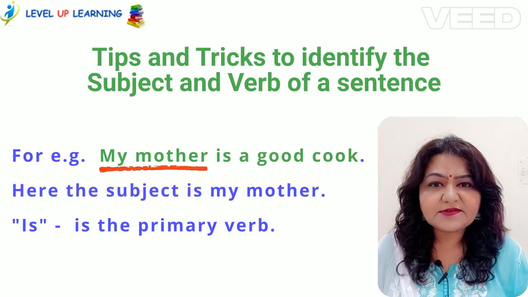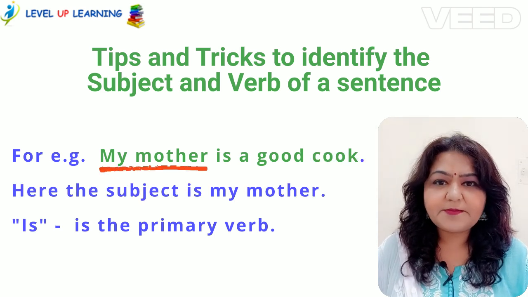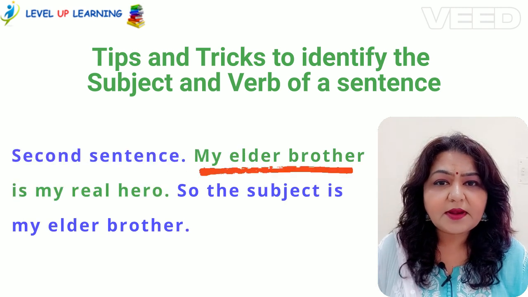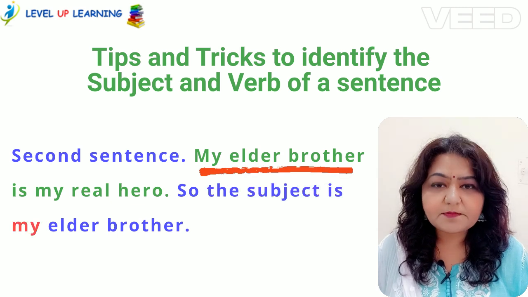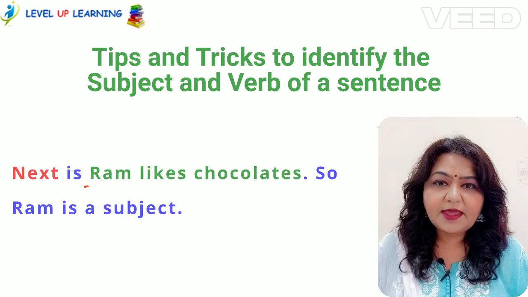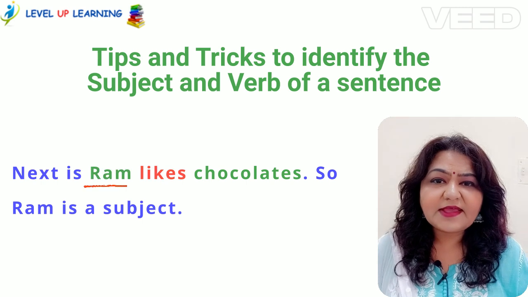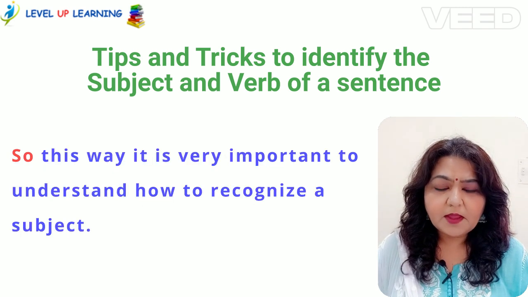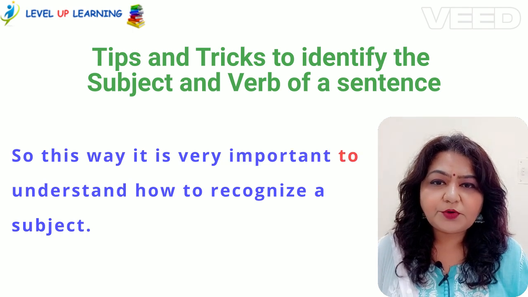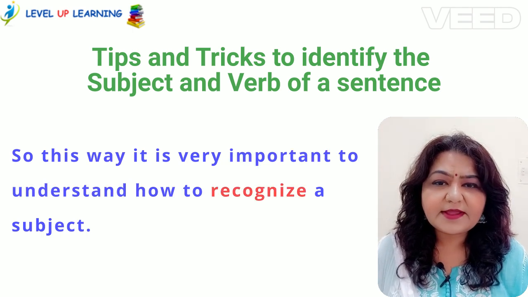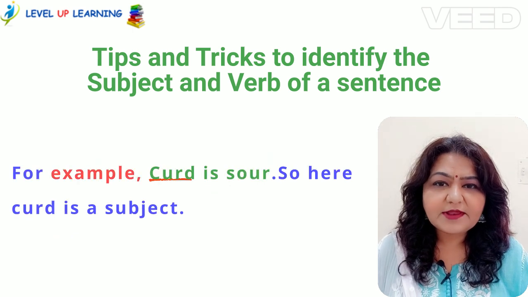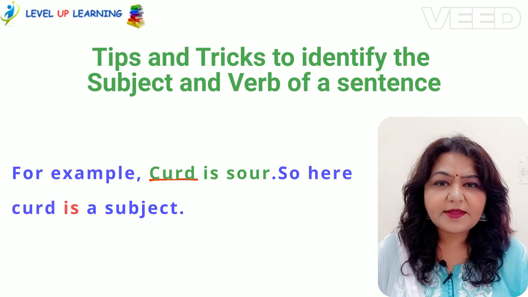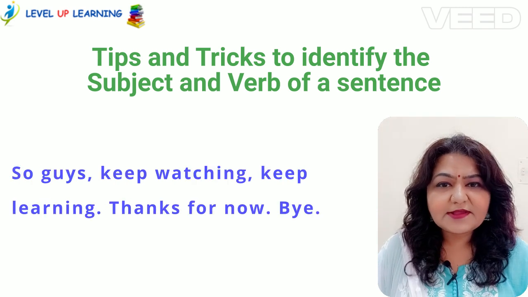Here the subject is my mother, is the primary verb. Second sentence, my elder brother is my real hero. So, the subject is my elder brother. Next is, Ram likes chocolates. So, Ram is a subject. So, this way it is very important to understand how to recognize a subject. For example, curd is sour. So, here curd is a subject.